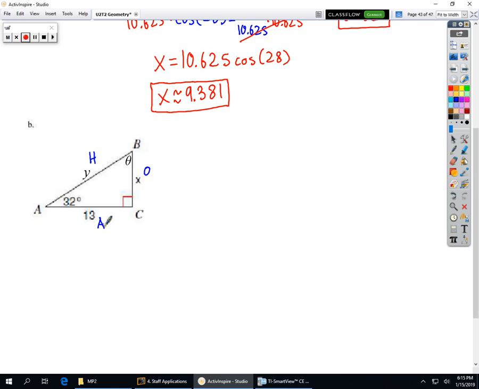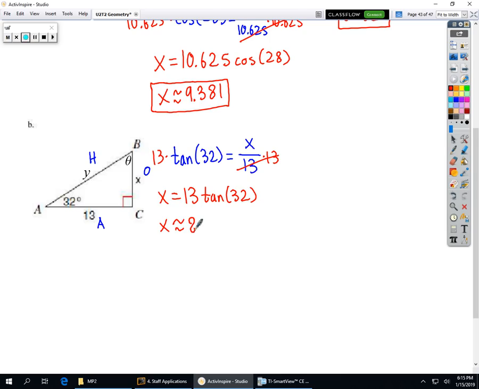OA is tangent. So tangent of 32 equals the opposite x over the adjacent 13. To solve, multiply 13 to both sides. Cancel. X equals 13 tangent of 32. I did this in the calculator already. That is 8.123. That's x.